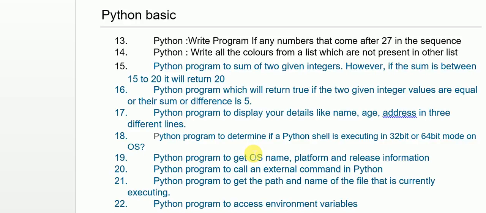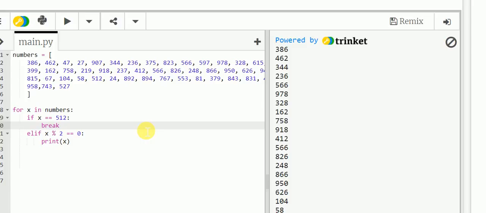Write a program to display all the colors from the list which are not present in the other list. So we are going to create two lists, compare them, and display the colors which are not present in the other. Okay, let's go for the program.